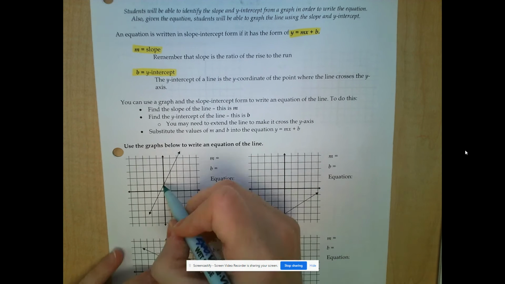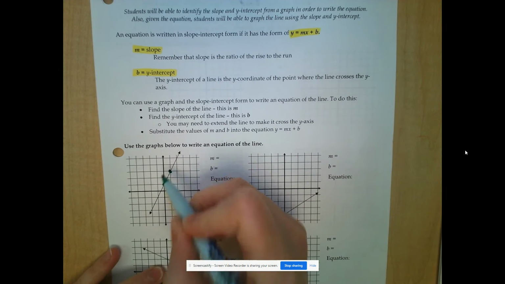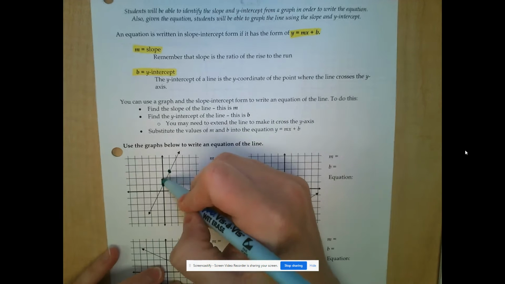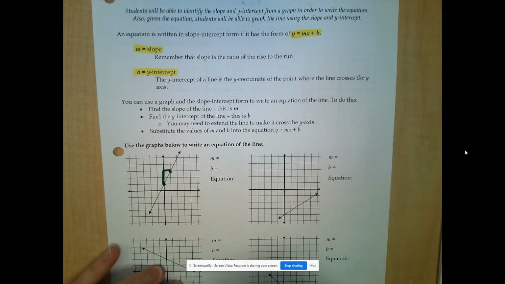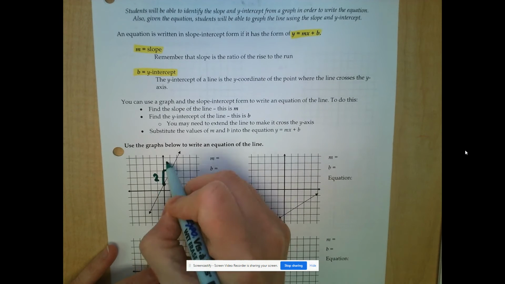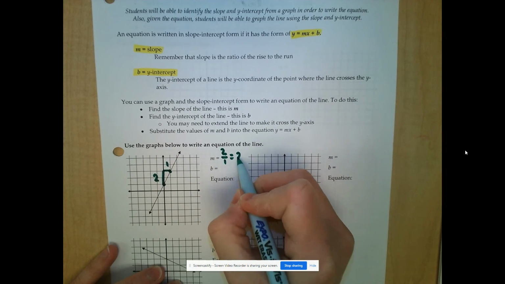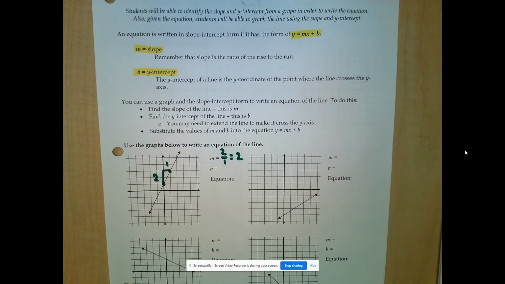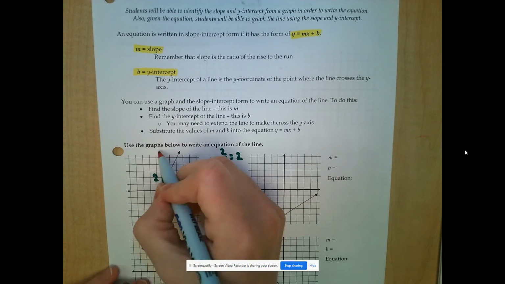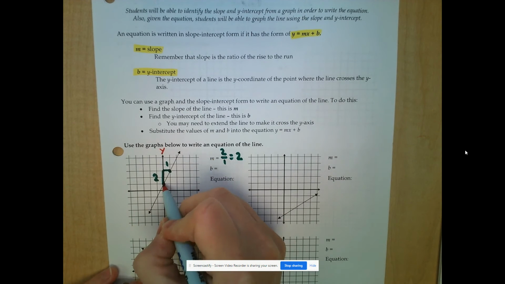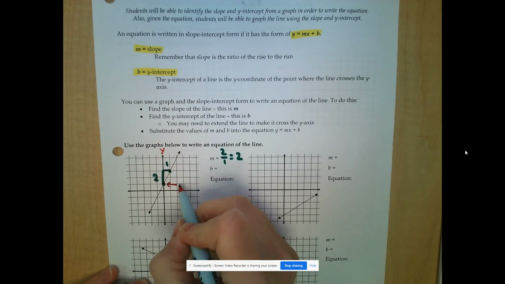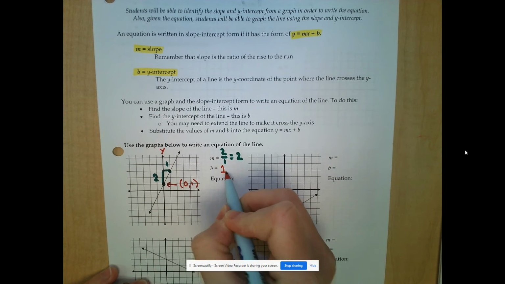Slope is, again, remember we have to find two friendly coordinates, and we have to find the rise over the run. So the slope is going to be a rise of 2 over a run of 1, so 2 over 1, or just 2. Now b, the intercept, is wherever your line hits the y-axis. So this one is hitting at (0, 1), so the y-intercept is 1.